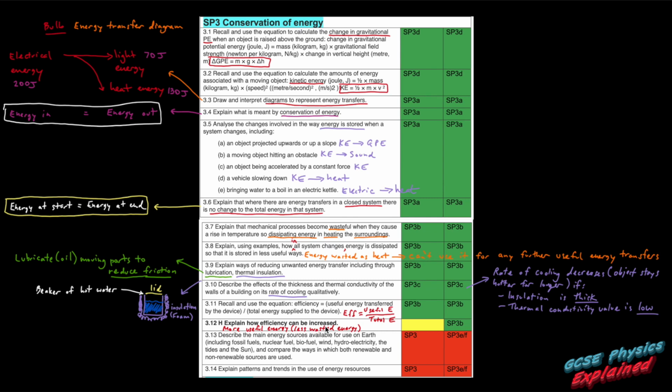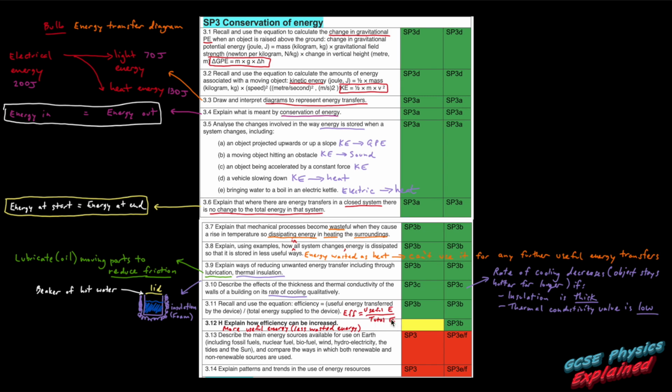Well, base your explanation on the calculation. If we have more useful energy or less wasted energy, then that is basically going to make the efficiency get higher. So if the useful energy increases, that's going to make the efficiency increase. And that could be for the same total amount of energy.